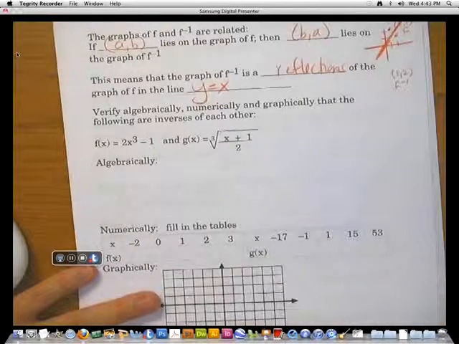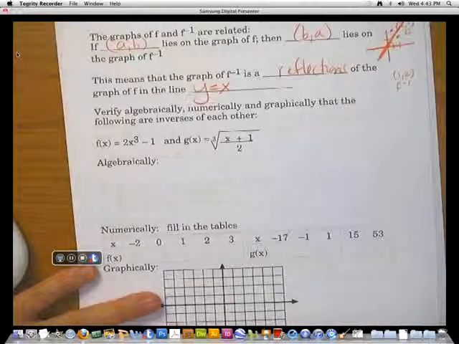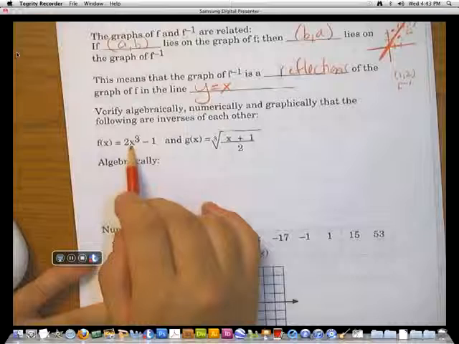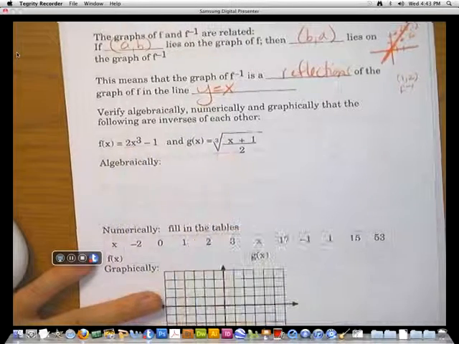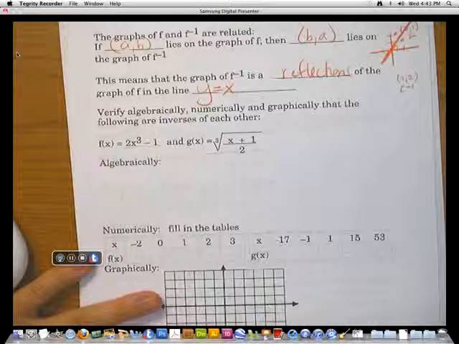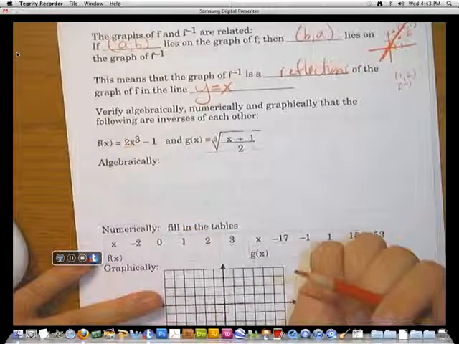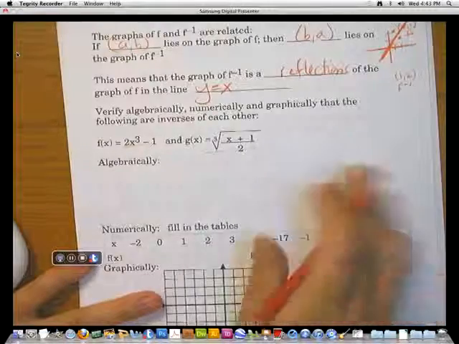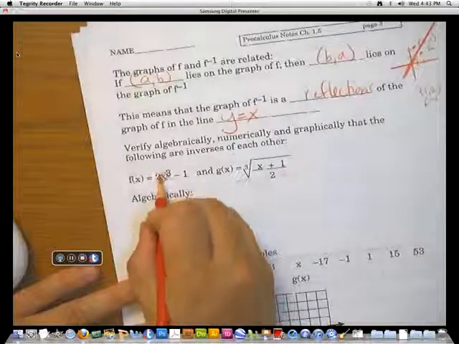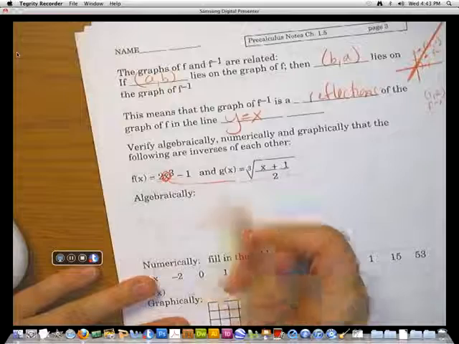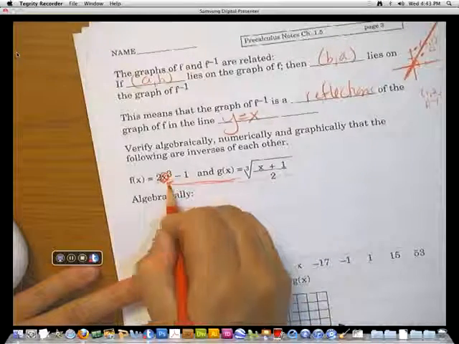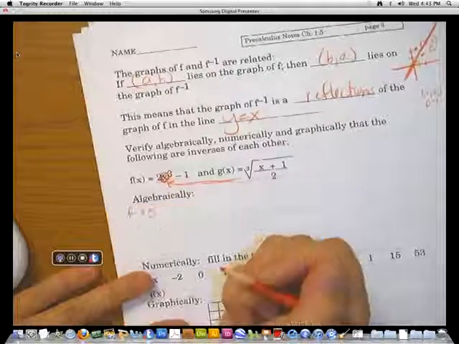We're going to look at some more examples of that. Here we're going to verify that these are inverses of each other, and the way we do that is we substitute one into the other. f of g, g of f, and each time we need to come up with that x, that identity. So I'm going to replace the x with the g, so that's going to be f of g.